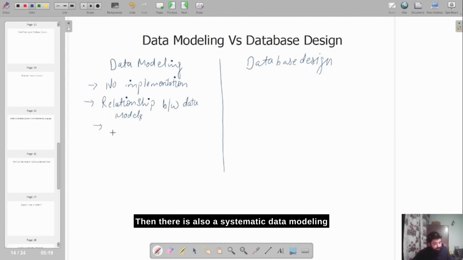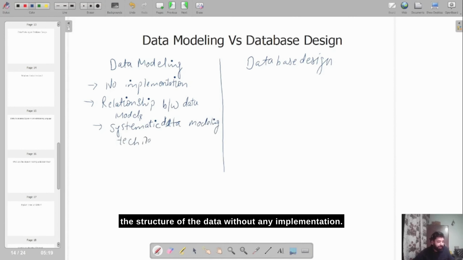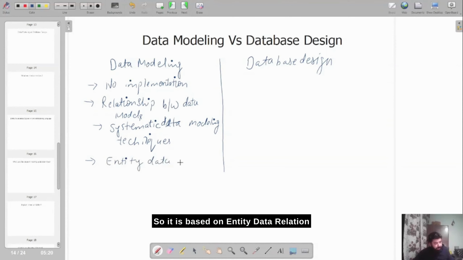Then there are also systematic data modeling techniques used in this kind of method. Data modeling techniques are used here in order to decide what exactly is going to be the structure of the data. Without any implementation, this is actually getting an idea how the interlinkages take place. And there are common methods also involved. So it is based on the entity relation diagram, or you can say ERD.